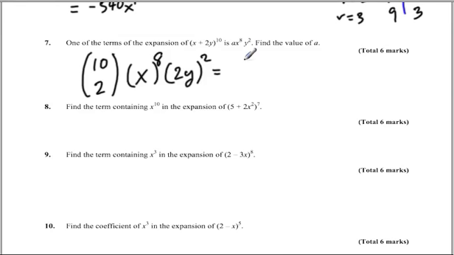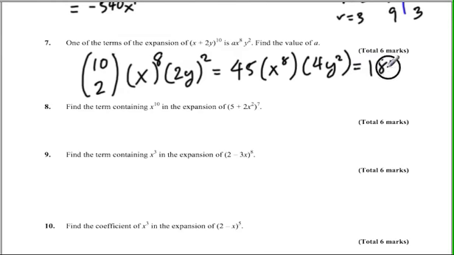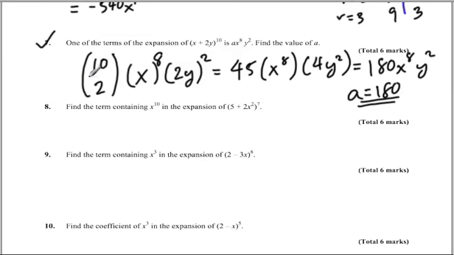So that's 45 times x to the power of 8. And then this is 2y squared, so that's 4y squared. And what that is equal to is 180 x to the power of 8 y squared. So what is the value of a? a is simply equal to 180. And we're done. So we've done number 7.